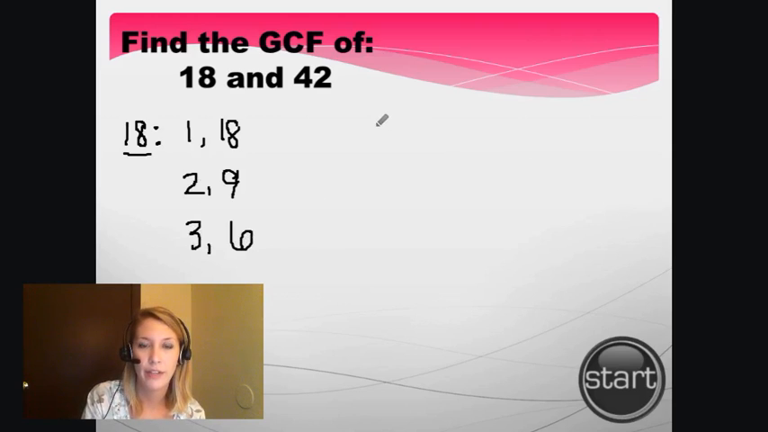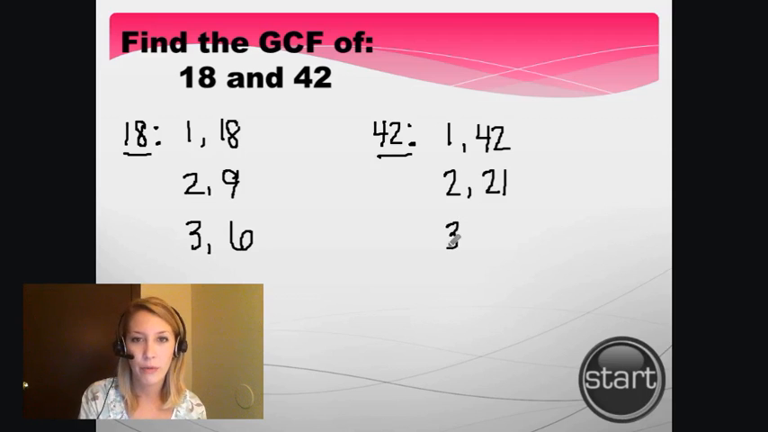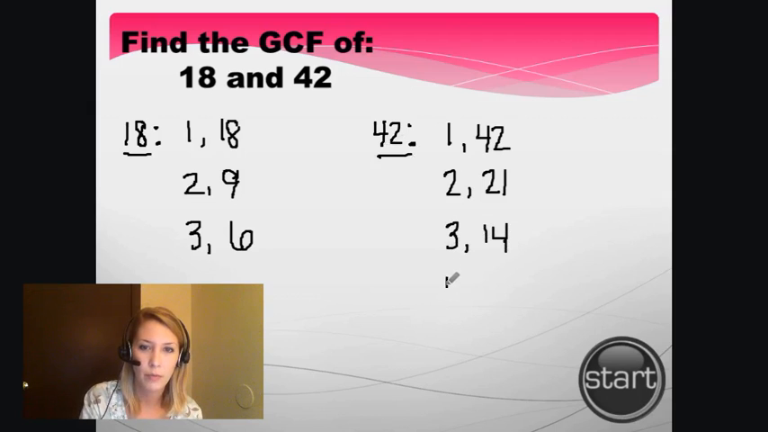Now we're left to list out the factors of 42. 42 divided by 1 is 42. 42 is an even number, so we're going to divide that by 2, and that equals 21. If we add up these values, 4 plus 2 equals 6. 6 is divisible by 3. 42 divided by 3 is equal to 14. And this number is also divisible by 6. 42 divided by 6 is 7.